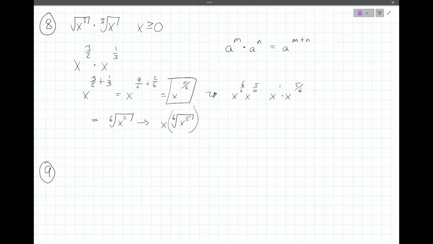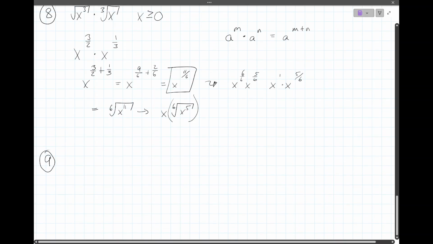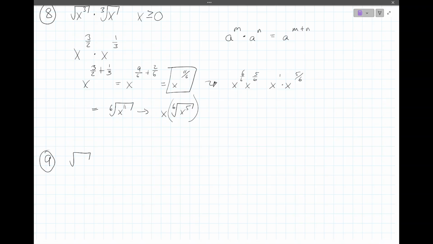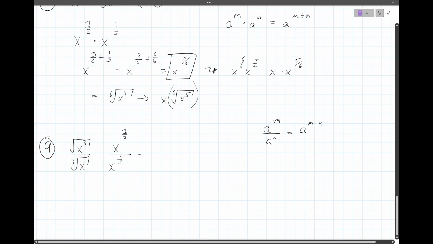So 9 is the same thing, but we're going to divide. Our x's are still greater than 0, so we don't need to mess around with absolute value. So we're going to take the cube root of x cubed and divide it by the cube root of x. In this case, we're just going to rewrite it. This will be x to the 3 over 2, and this will be x to the 1 over 3. And the rule is if I have a^m over a^n, these two would subtract, m minus n. So I would do that with this as well.